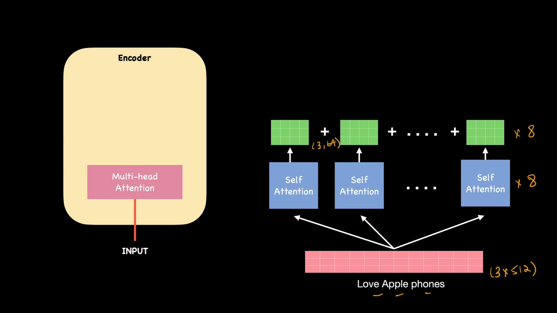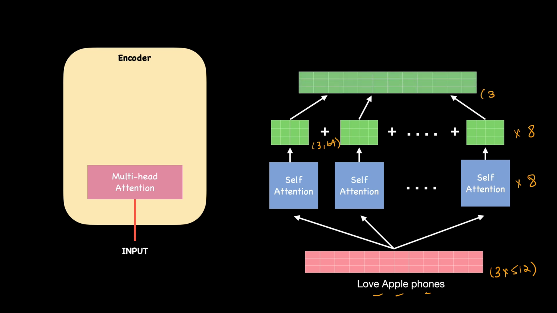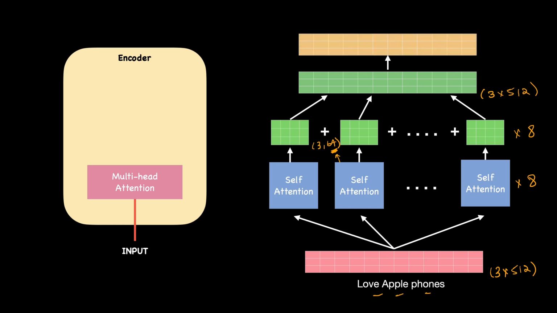Now these 8 outputs are going to be concatenated to produce a single vector. This means that this concatenated vector will be of size 3x512, where we have concatenated these 8 64-dimensional vectors. And these concatenated vectors are going to be passed through linear transformation, where we will multiply it with a weight matrix W of size 512x512, which will produce another output of the same size 3x512.